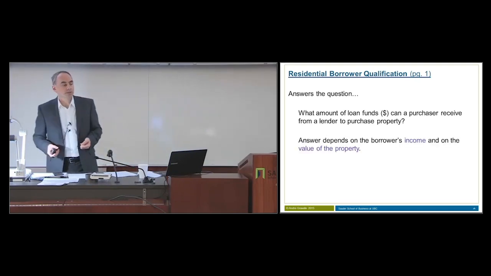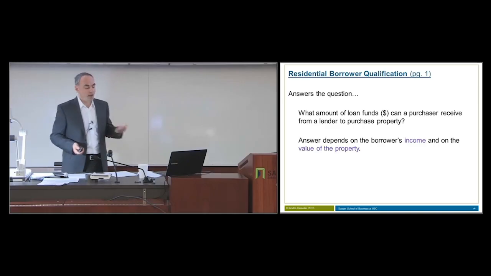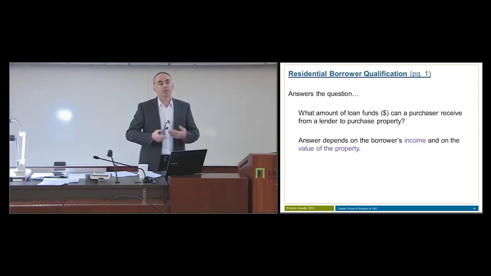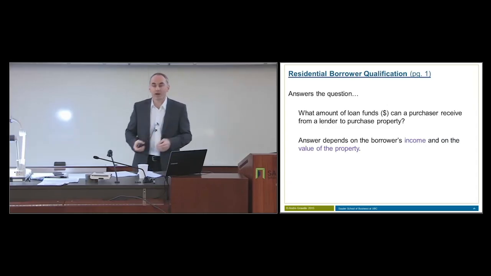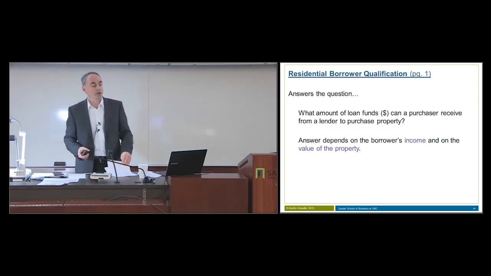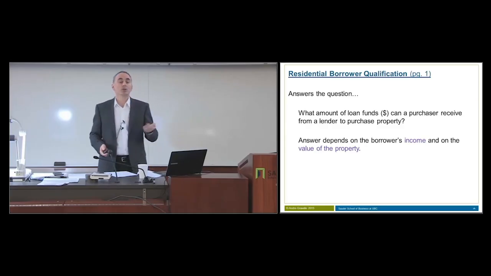Depends on a couple of things. Depends on the borrower's income, and it also depends on the value of the property. So we have to look at both the borrower's income and the value of the property to figure out how much money a lender is willing to advance on a specific piece of property to a specific borrower.